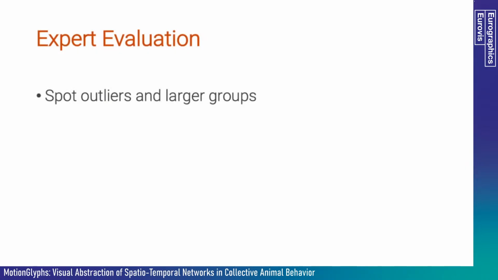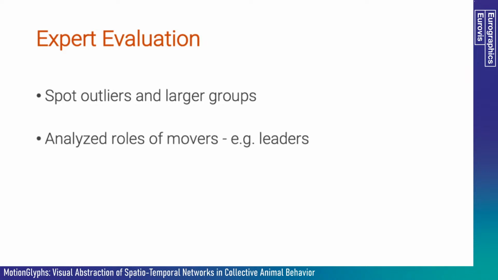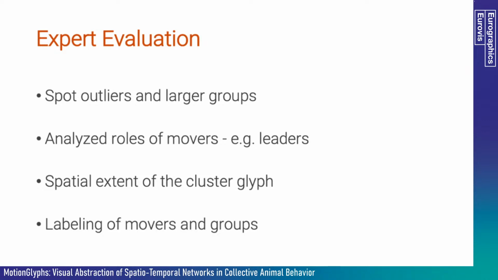Using motion glyphs, the participants could easily spot outliers, larger groups, and transitions in groups, such as split and joins. Some participants went even deeper into the analysis and identified roles such as leaders and followers. The participants also suggested improvements, for example to interactively allow the adaptation of the scaling of the node link diagram within the cluster glyph. Other suggestions included the extensions of labeling individuals, groups, and timestamps.